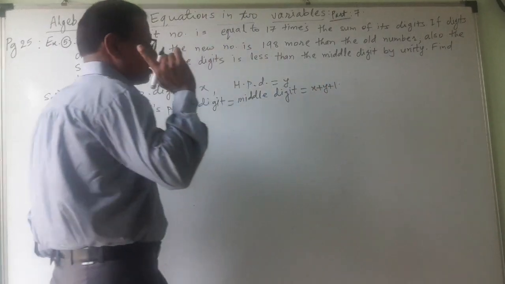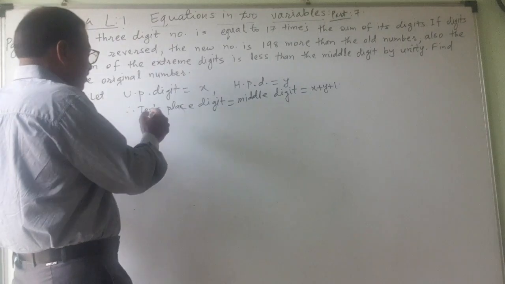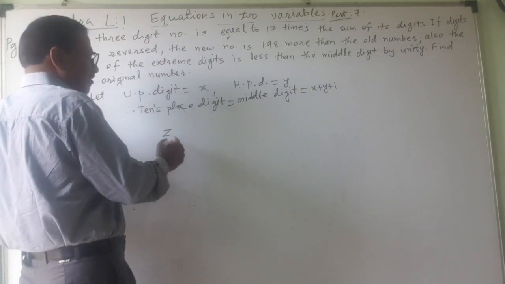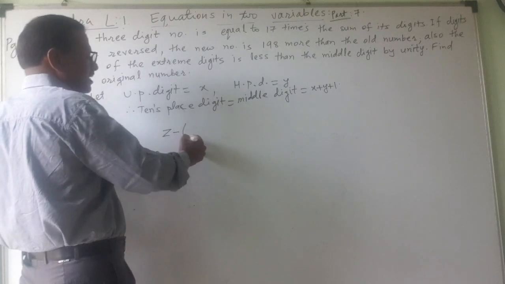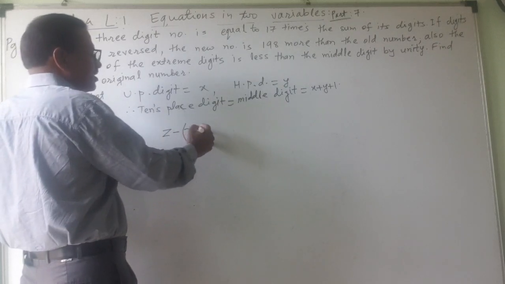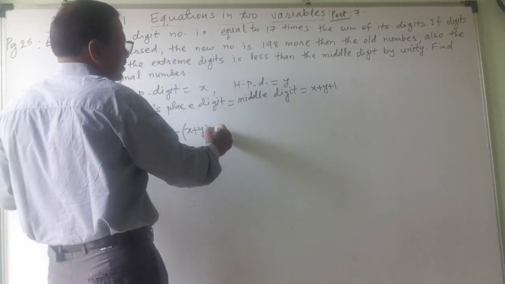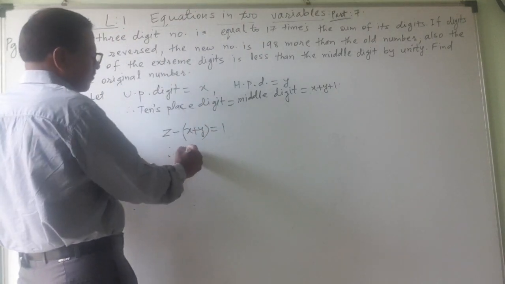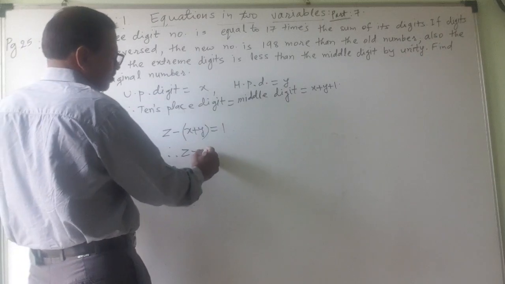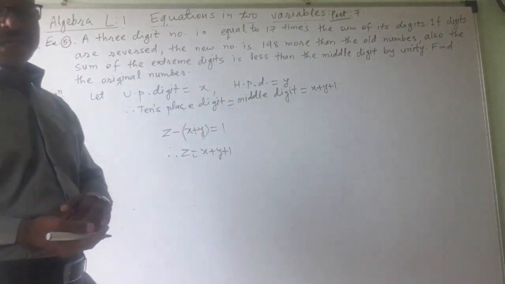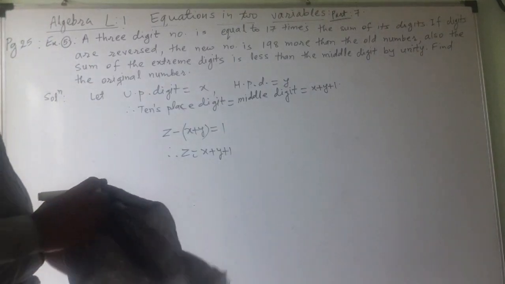From where have you understood it? Suppose this middle digit, the tens place digit, is z. Then z minus the sum of the extreme digits, the right and the extreme left, the difference was 1, and therefore z is equal to x plus y plus 1. This way I have written that.